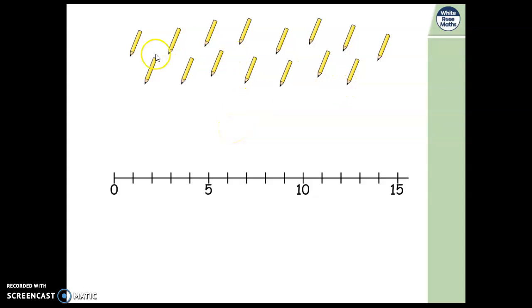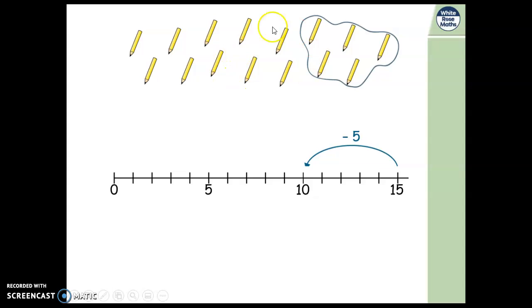Okay, so we have got some pencils. If we counted them, 2, 4, 6, 8, 10, 12, 14, 15 pencils. Okay, we can use a number line because we're putting them into groups of 5, we're just taking 5 away.